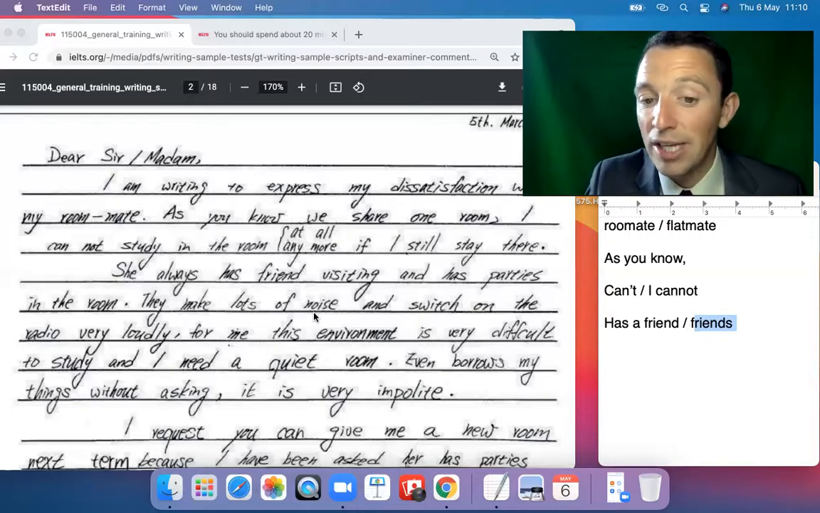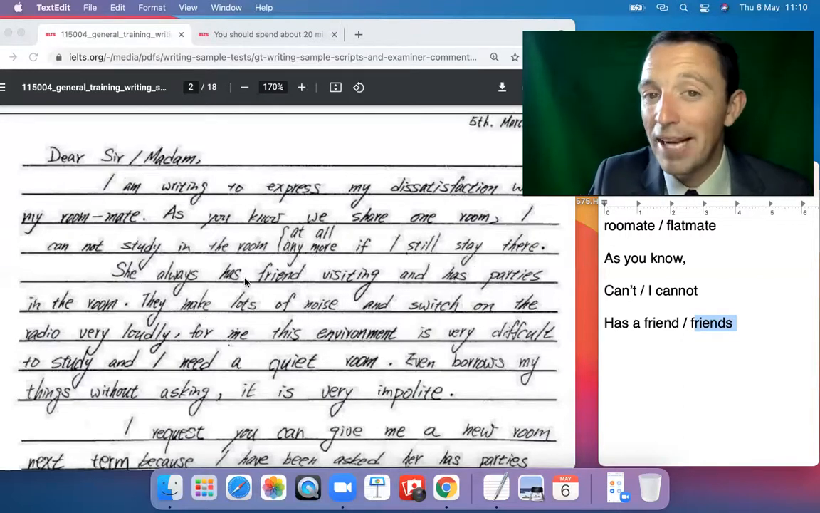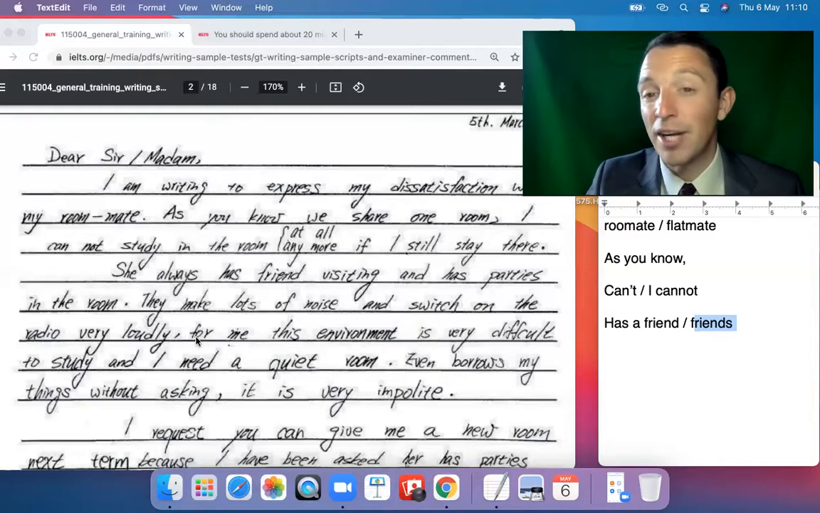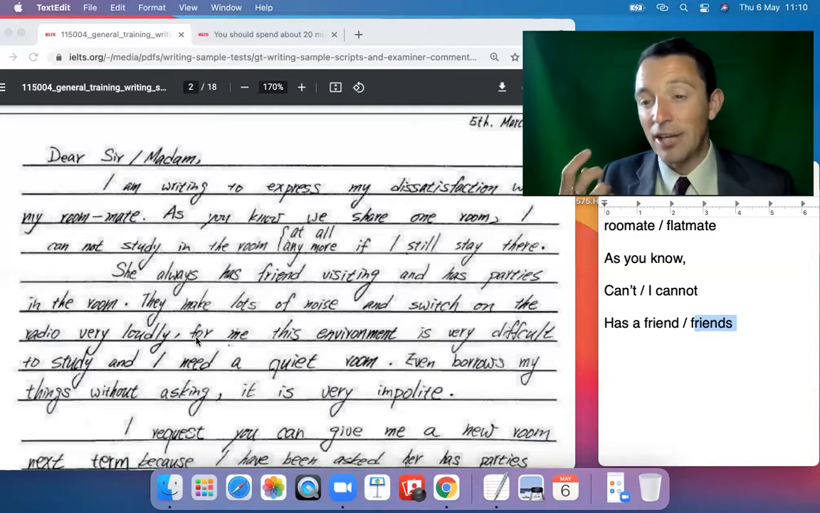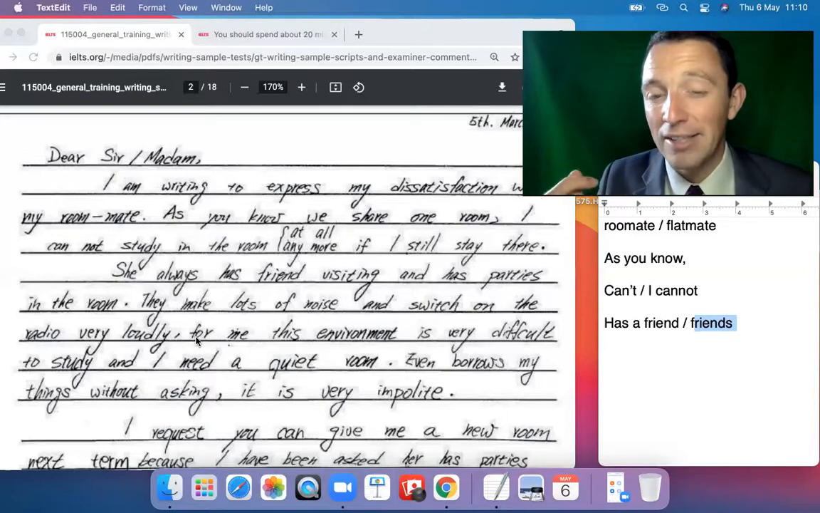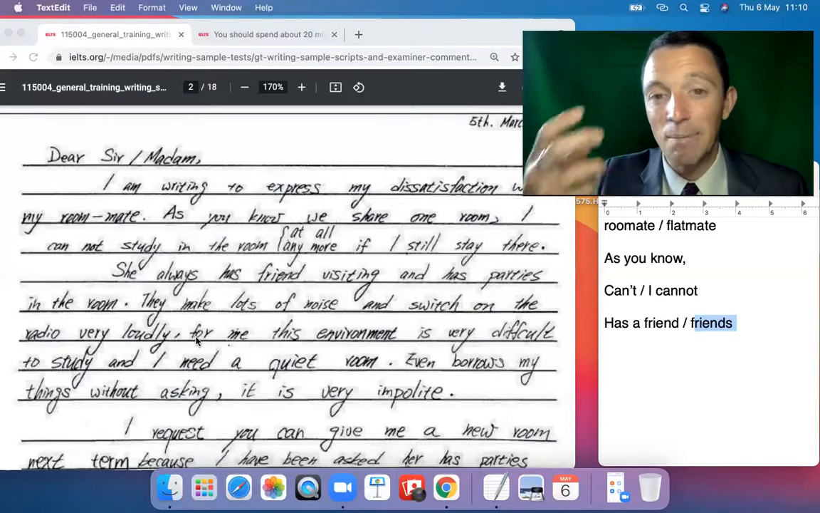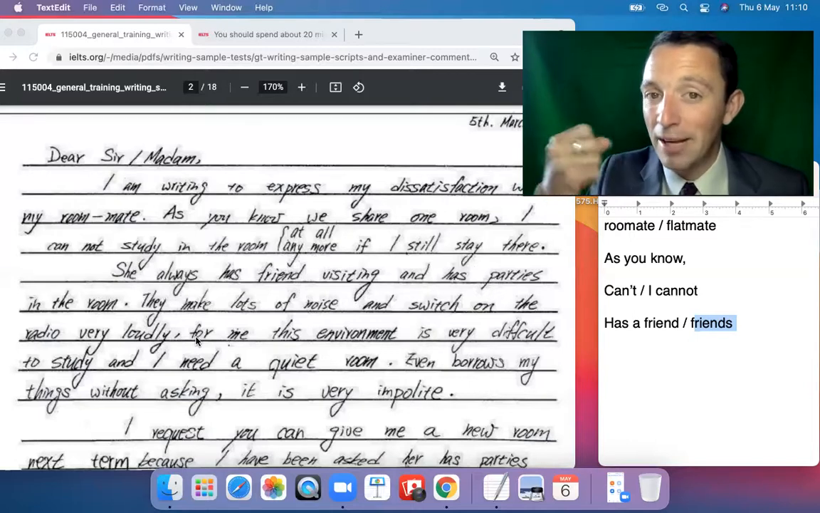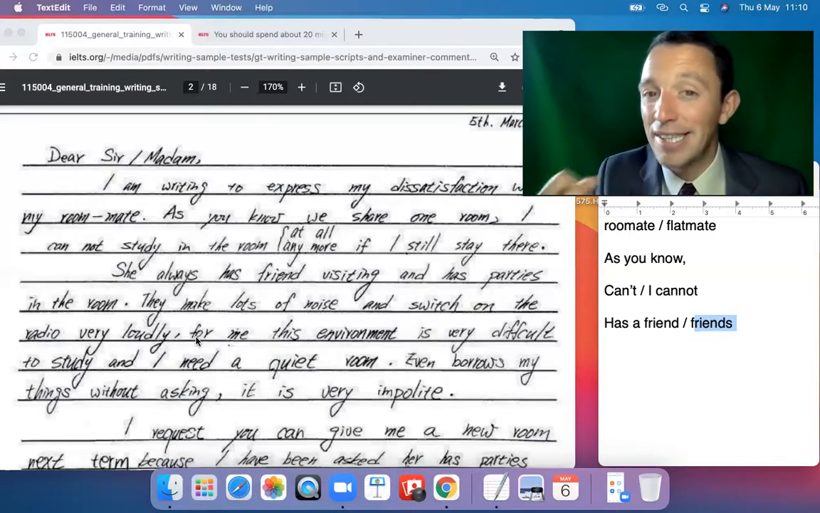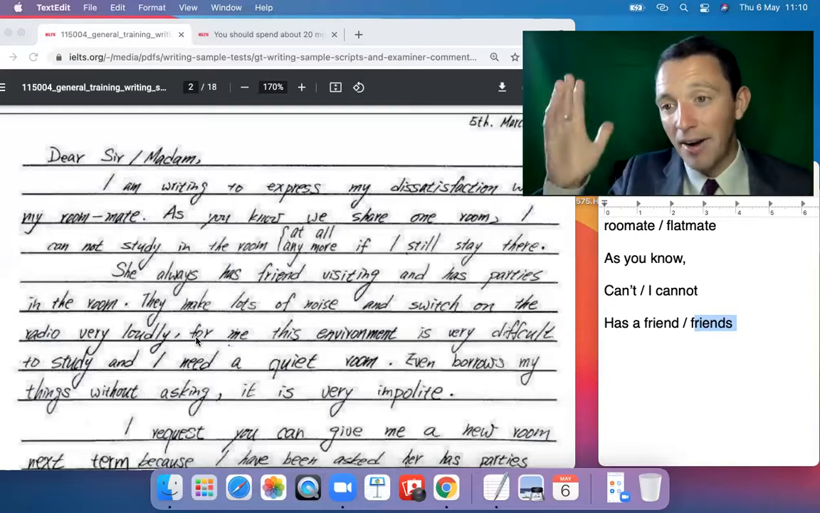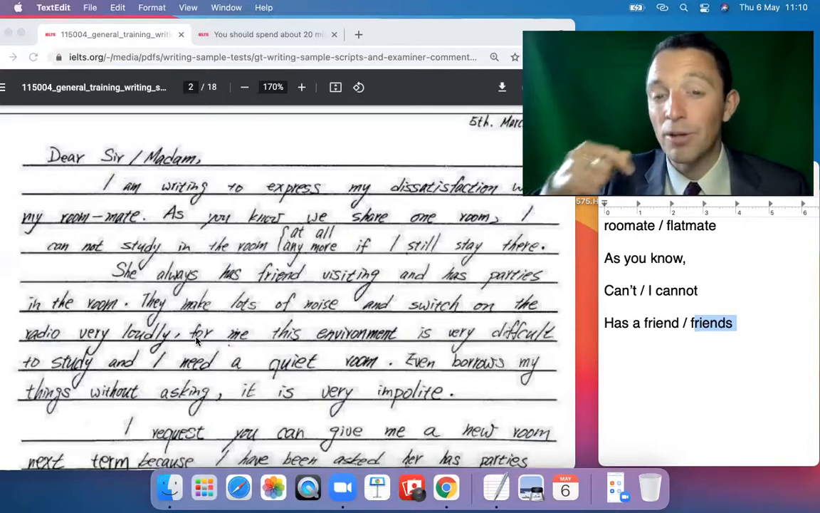They make lots of noise and switch on the radio very loudly. Not bad as well. So the structure to make noise is a good structure. They create a lot of noise. And again, you can probably consider more advanced structures, and you need to take time to try to build your sentence and to build your vocabulary to make it more impressive. So here it's very, very simple and it's very clear. But to have a higher mark, it's definitely recommendable to try and introduce less common vocabulary and less common structures for your range of grammar.